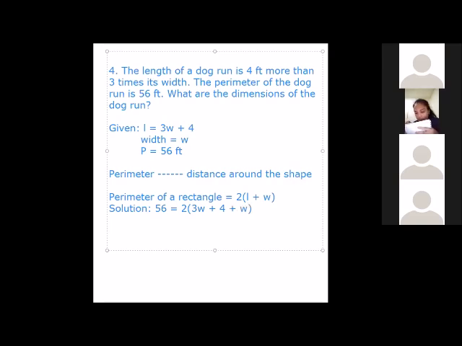Again, clear up your mind. We are having an equation now: 56, which is the perimeter, equals 2 from our formula, multiplied by, inside the parenthesis, the length, which is 3W plus 4, plus the width, which is W. Am I clear? Any questions so far? Girls, sounds confusing? Do you need me to read again from the start? Or shall I proceed?